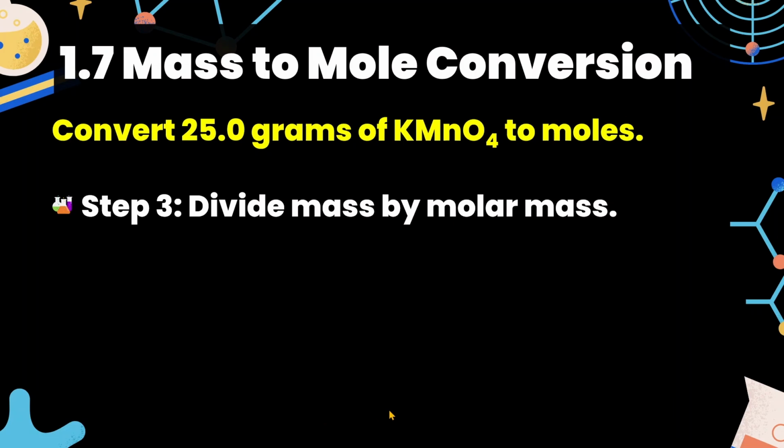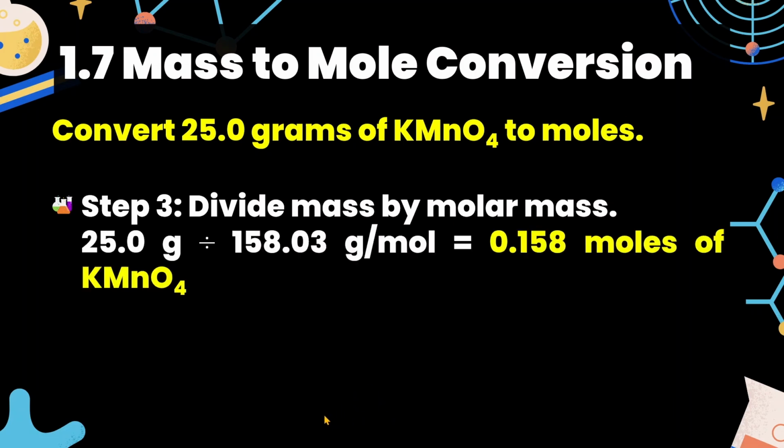The given mass in the problem is 25 grams. The molar mass that we just obtained is 158.03. So 25 grams divided by 158.03 grams per mole, the answer is 0.158 moles of potassium permanganate.